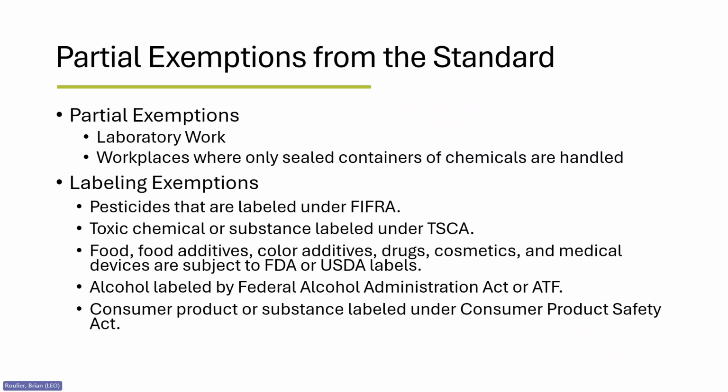Two types of workplaces have partial exemptions from the standard. These workplaces are laboratories and workplaces where only sealed containers of chemicals are handled, for example, warehousing. The scope outlines which requirements of the standard apply in these workplaces. Work in laboratories is also covered in Part 431, Hazardous Work in Laboratories.